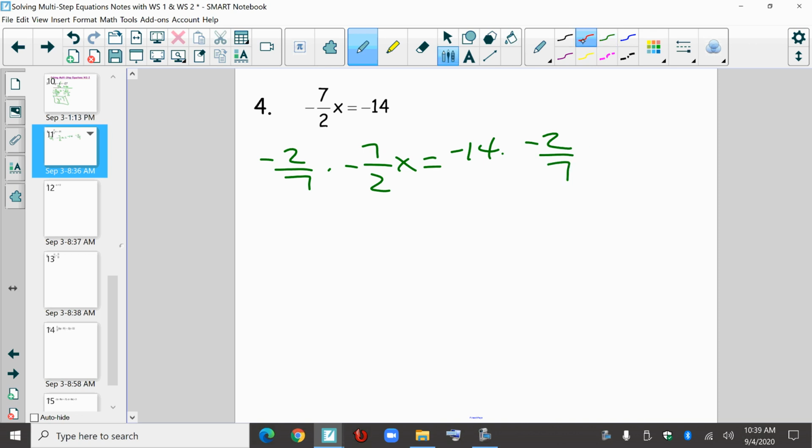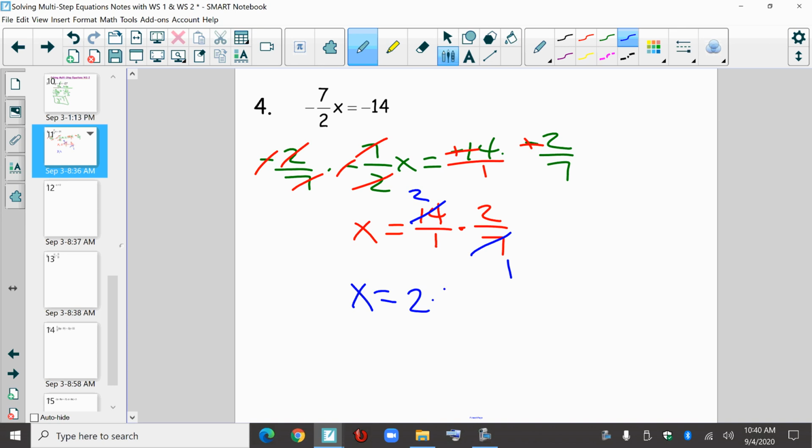Now, what your brain needs to see is that the 2's cancel out and the 7 cancels out, and the negatives cancel out to give you an x. A double negative creates a positive. Put this over 1. So you have 14 over 1 times 2 over 7. Then you are going to cross reduce. 14 divided by 7 is going to be a 2. 14 turns into 2, 7 turns into 1. So what you have remaining is 2 times 2, which is simply 4. Okay?